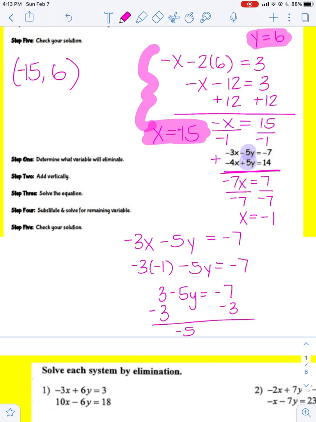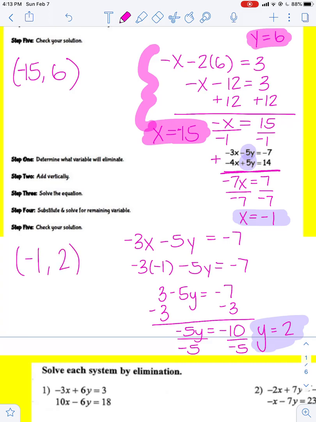And that's going to give me -5y is equal to -10. We divide by -5 to get y is equal to 2. So here I have x is equal to -1, I have y is equal to 2. So I can write the point -1, 2 as my answer.